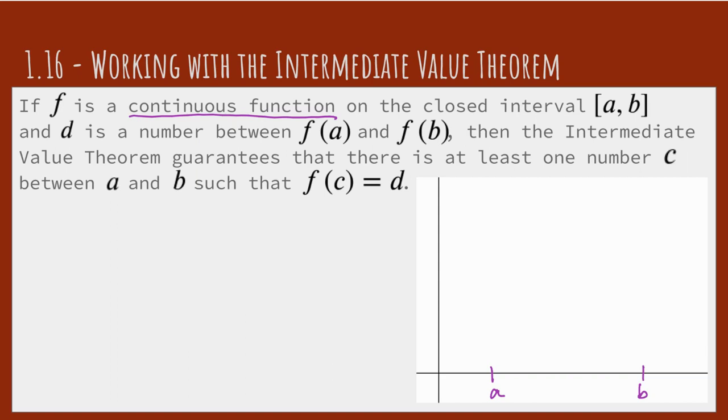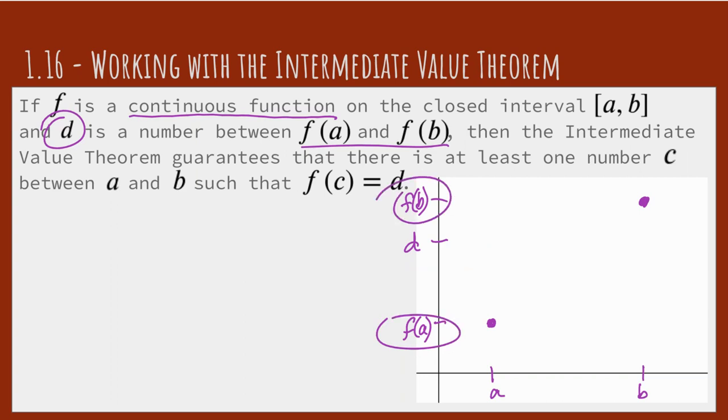D is a number between f of A and f of B. So f of A is, let's say the function has a point right here. So this is going to be at f of A, and f of B, I'm going to go different spot on the y coordinate. So it says that D is a number between f of A and f of B. So D is somewhere in between here. So D is what we call the intermediate value. So intermediate value theorem, we're talking about this value in between f of A and f of B.